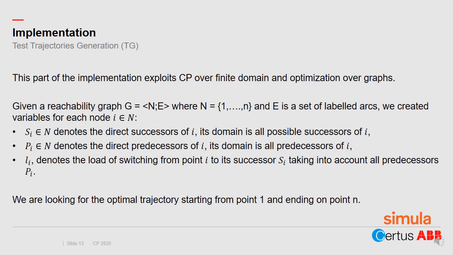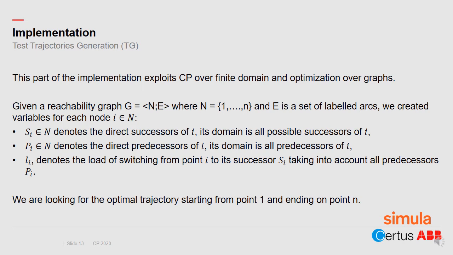Now let's move to the second component of RobTest, which is responsible for the trajectory generation. This part of the implementation exploits constraint programming over finite domain. And for this, we use MiniZinc with 3 different solvers.